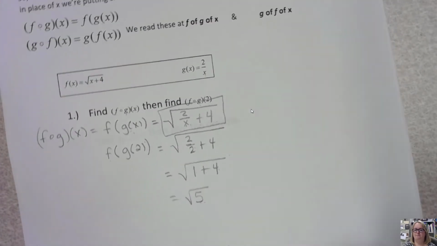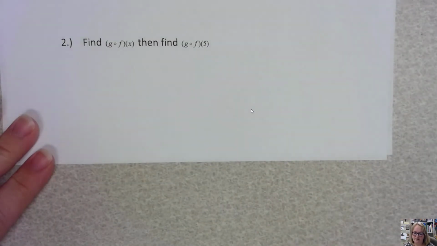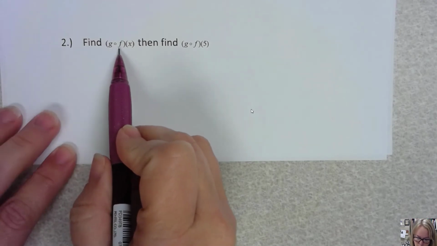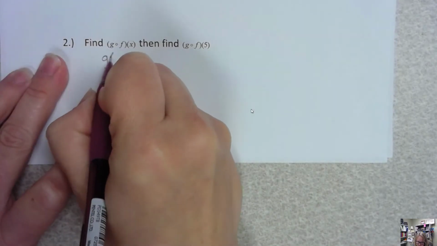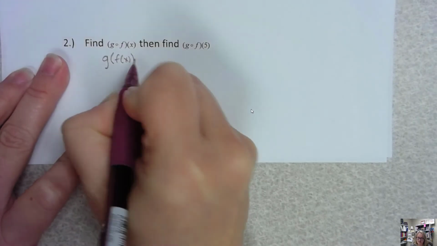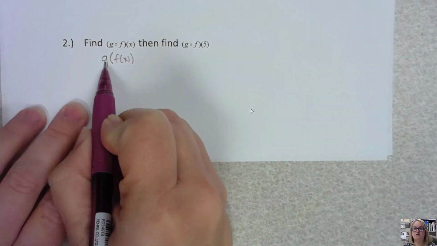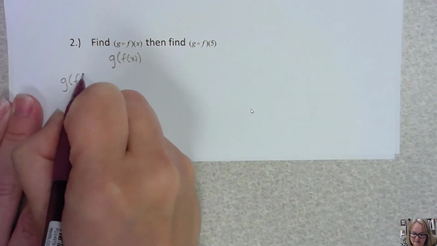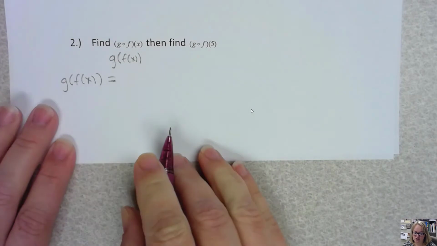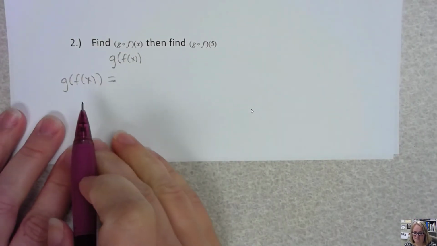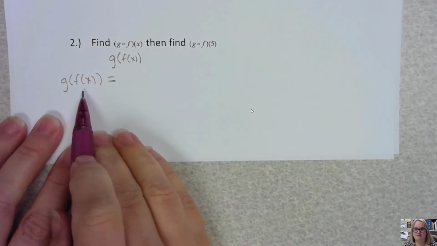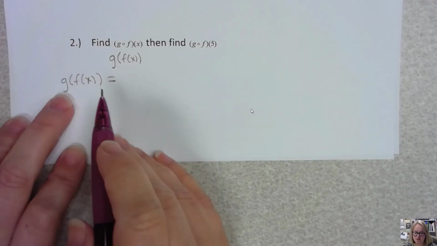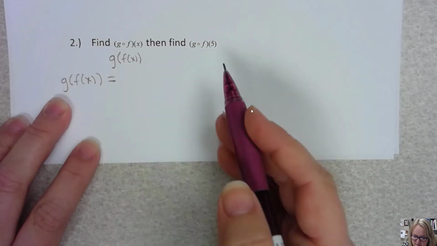Let's try that one more time. This time at the bottom we want to find g composite f, or g of f of x. So I'm taking a function and filling it into a function. I should get a function out. G of f of x means that I'm going to take the function f and fill it into g. So first I'm going to take g and write it out, and everywhere there's an x I'm going to leave it blank.